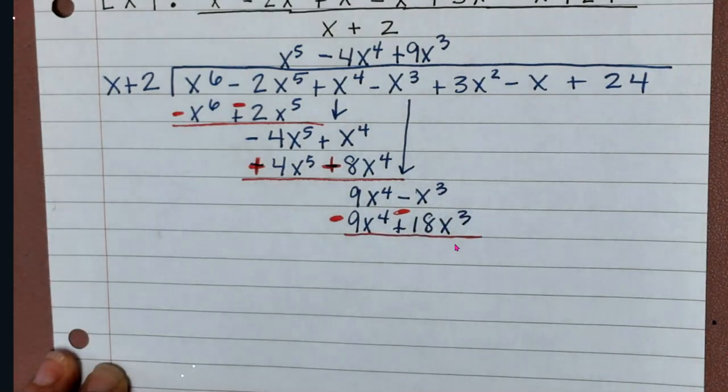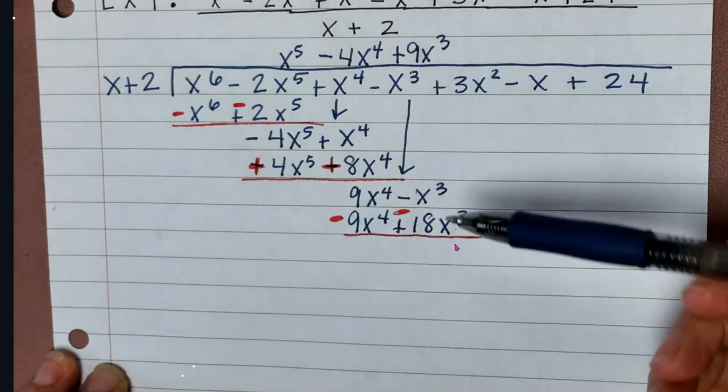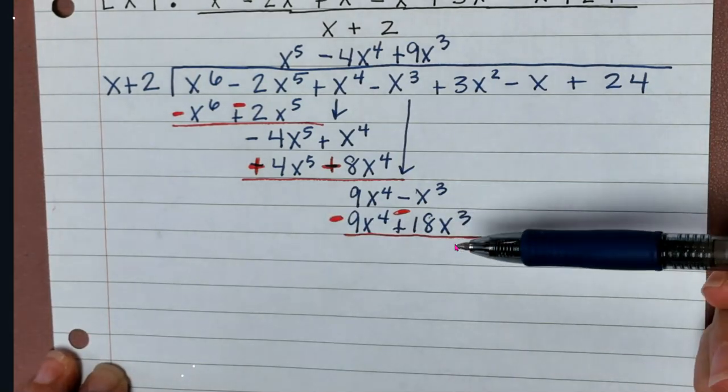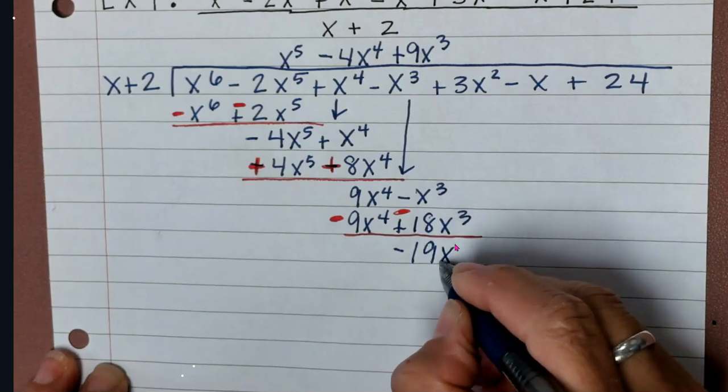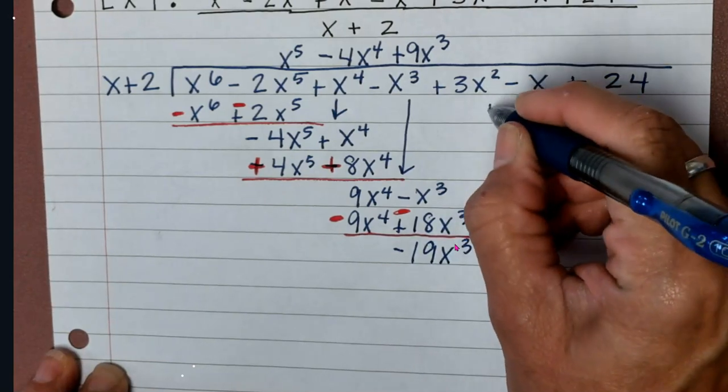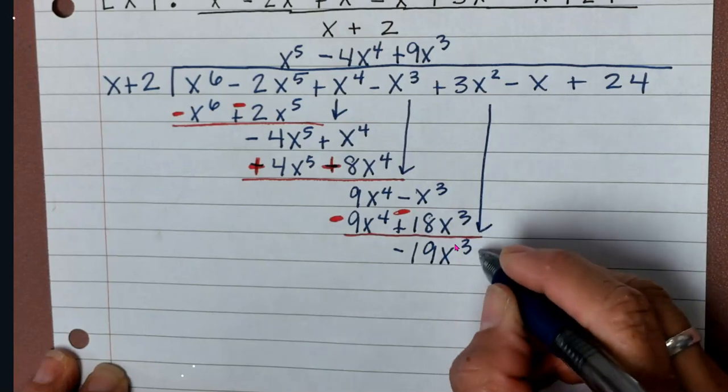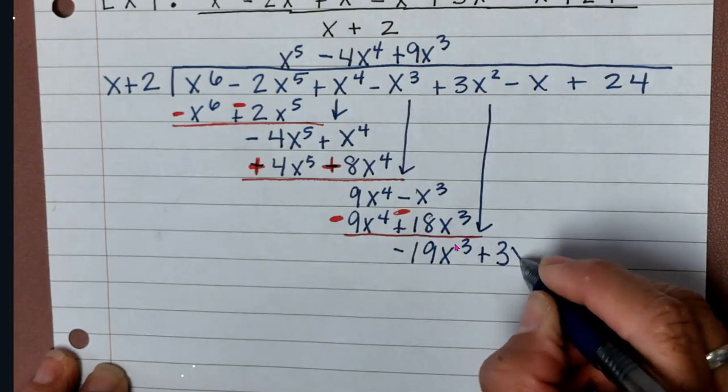Combine straight down. My first terms cancel out. Negative x to the third and negative 18x to the third is negative 19x to the third. Bring down your next term. So write plus 3x squared next to that.